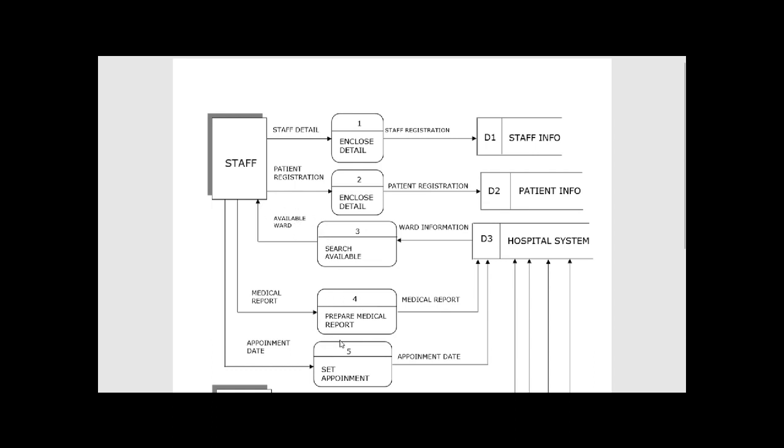Process number 4 is the staff prepare the medical record. The staff will write the medical record and it will be stored in data store 3, which is hospital system. The last process for staff is set appointment date. The staff will set the appointment date into the system.